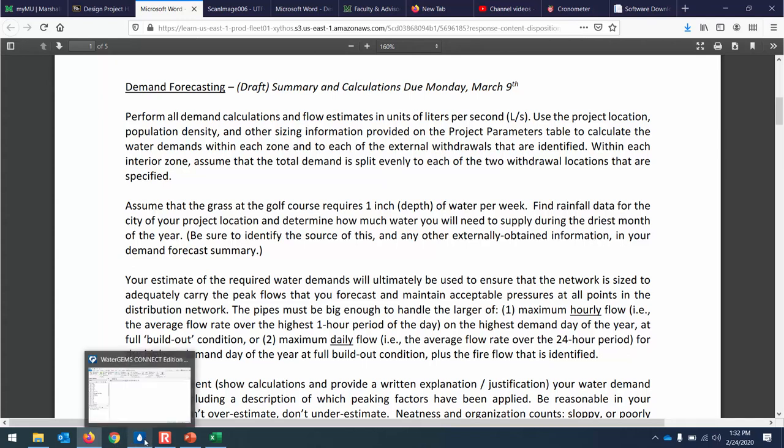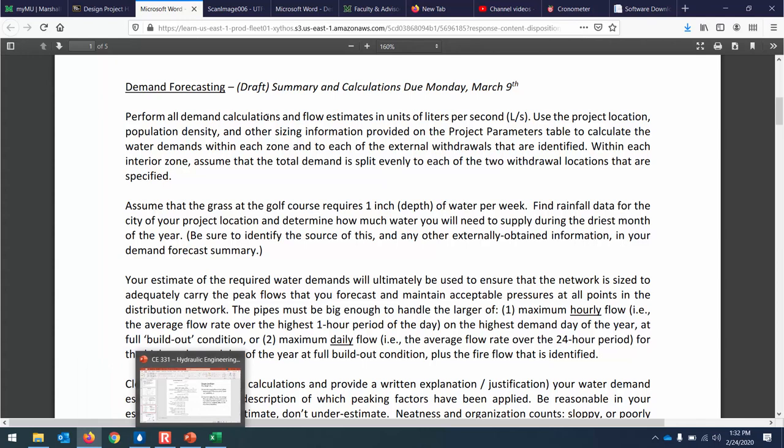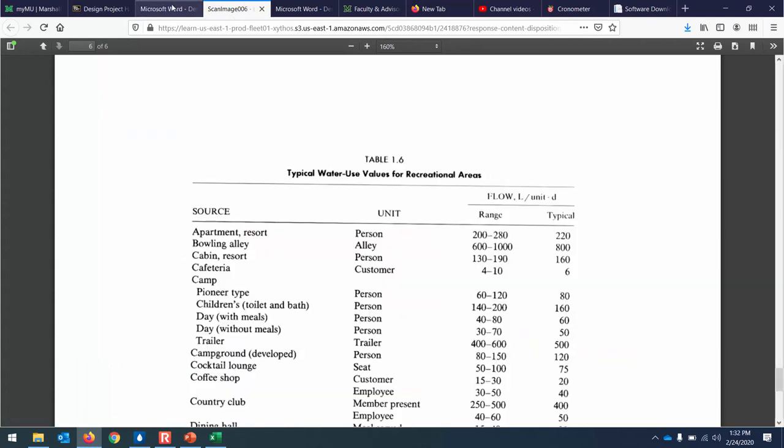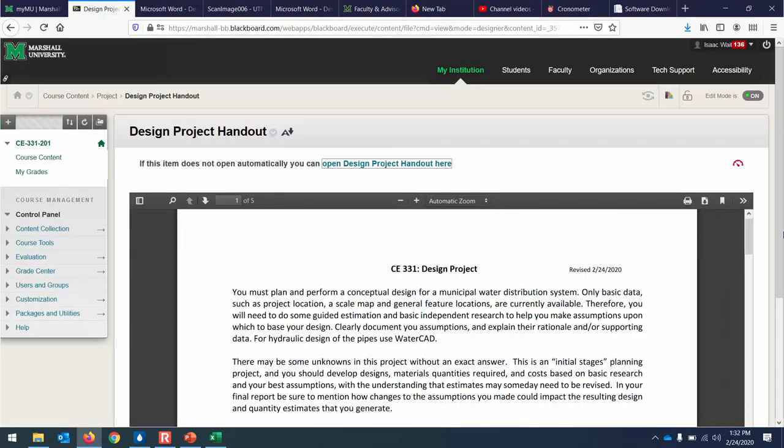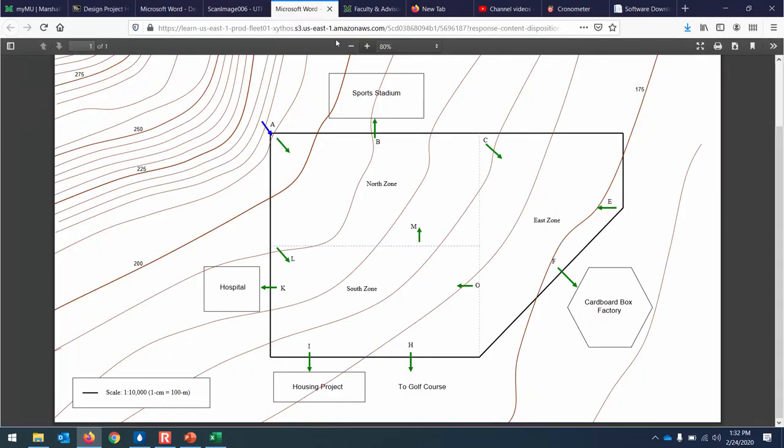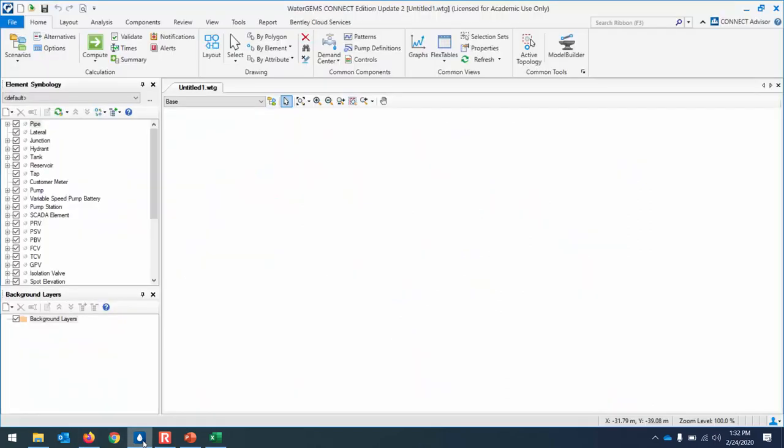That's right, yeah. You only have to deliver water to where those arrows are. You're not going to have to pick where people live or where office buildings are. It's just at the junctions that I've identified, which should be a junction that you create in WaterGEMS. So that's another thing: you need to download and install Bentley WaterGEMS if you don't have it already.